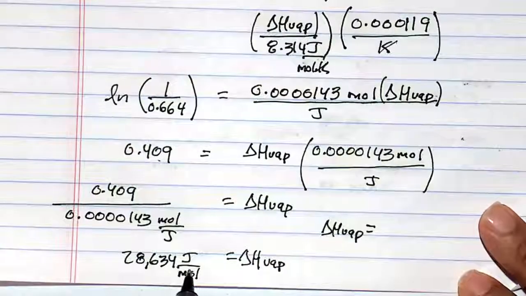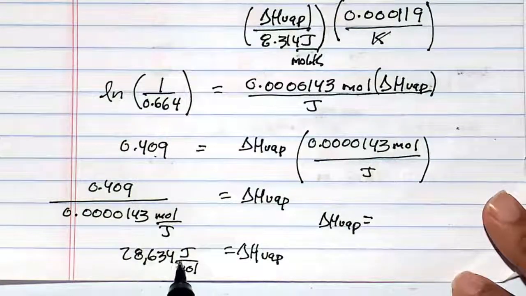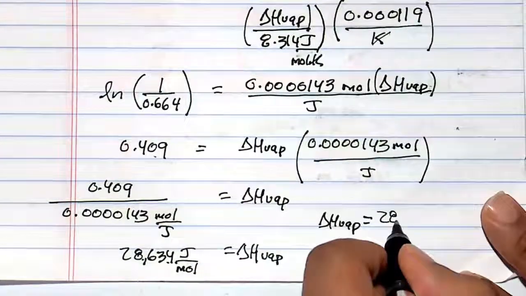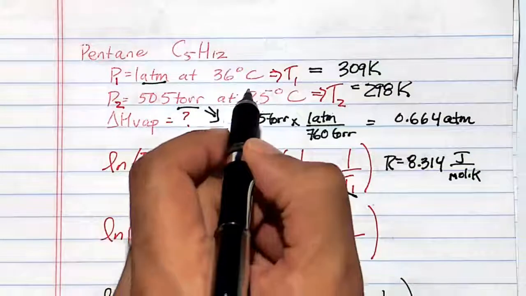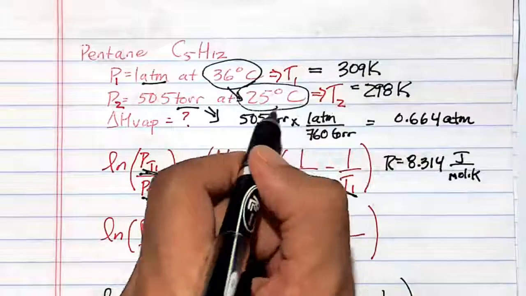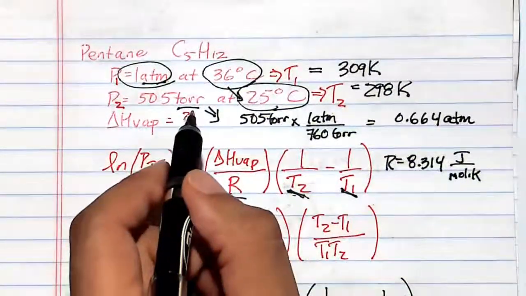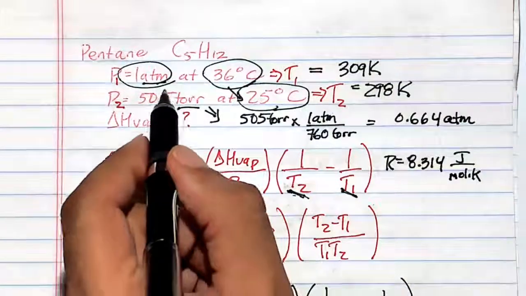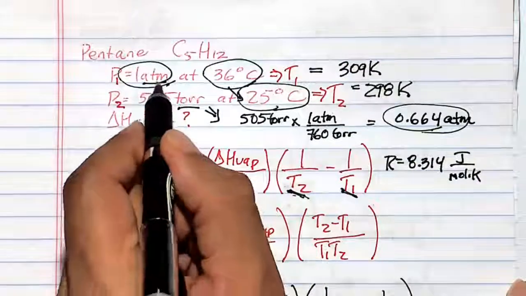If the question poses to you to put the answer in kilojoules per mole, just divide this by 1,000. So 1, 2, 3. Move the decimal point 3 places and you'll get 28.6 kilojoules per mole. So when you go back to the Clausius-Clapeyron equation, you decrease the temperature from 36 degrees to 25 degrees. As a result, the vapor pressure exerted on that surface by pentane decreases from 1 atmosphere all the way to 0.664 atmosphere.